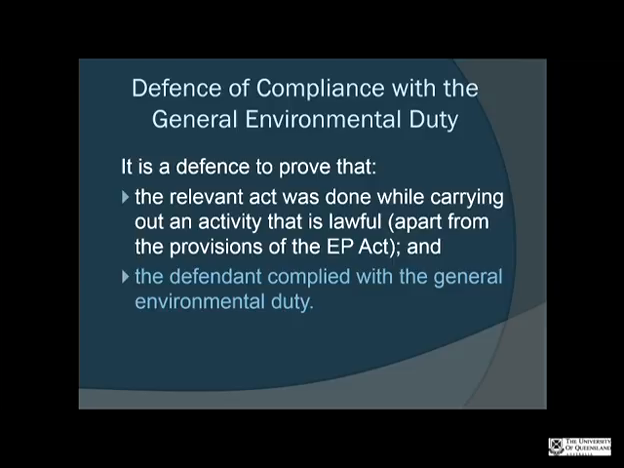You also need to know about this thing called the general environmental duty. Again, you need this for the exam. So it's a defence to prove that the relevant act was done while carrying out an activity that is lawful and that the defendant complied with the general environmental duty. Okay, so you're carrying out an activity that's lawful, let's say you're a coal mine, and then whenever this thing happens, you comply with the general environmental duty.